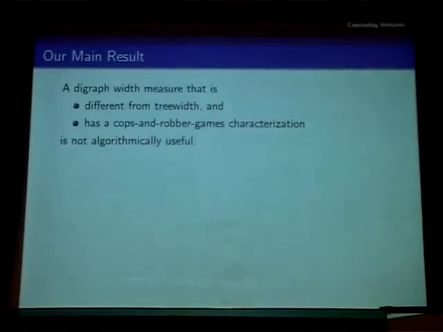Okay, so the main result is if you're designing a digraph width measure that is different from tree width, and you want it to be useful, don't expect it to have a Robber and Cops game characterization. It just won't work.